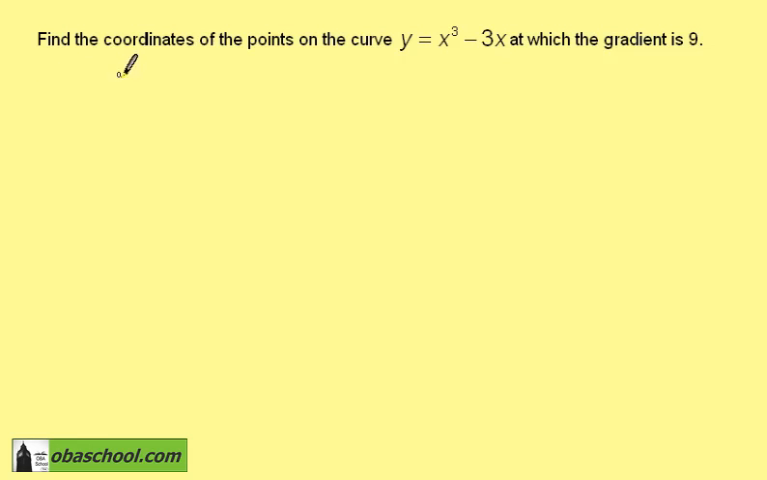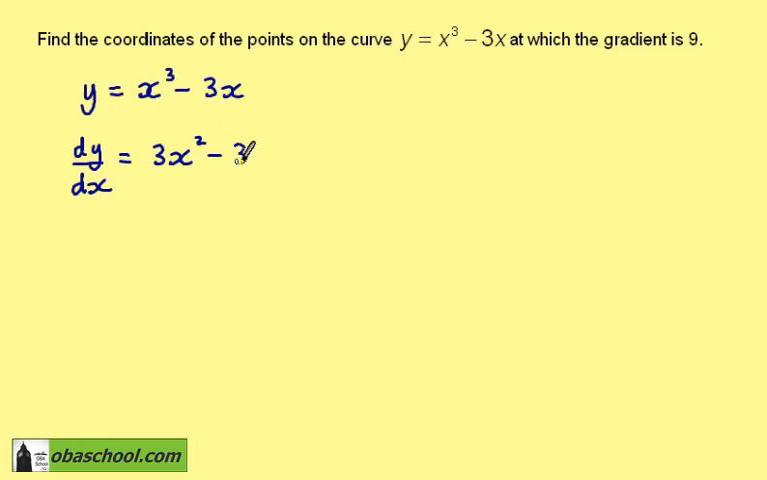We want to find the coordinates of the points on the curve y is x cubed minus 3x, at which the gradient is 9. We must remember that dy dx is the gradient function for the curve we're dealing with. So we have the curve y is x cubed minus 3x. The gradient function for this curve is dy dx, which is 3x squared minus 3.